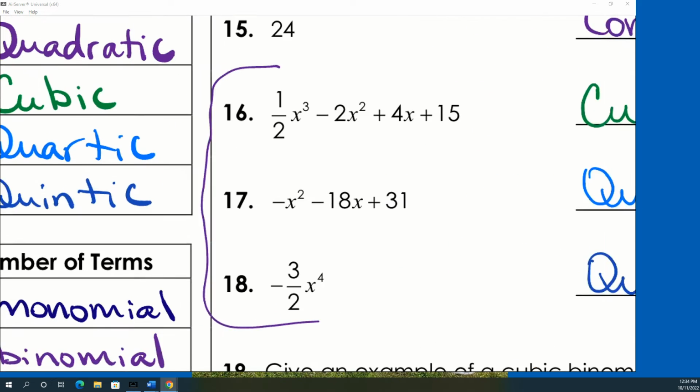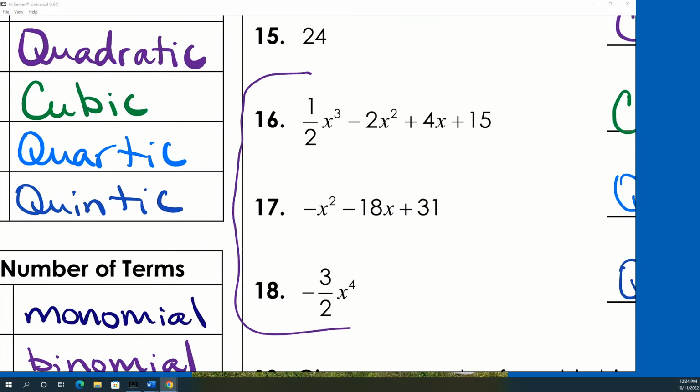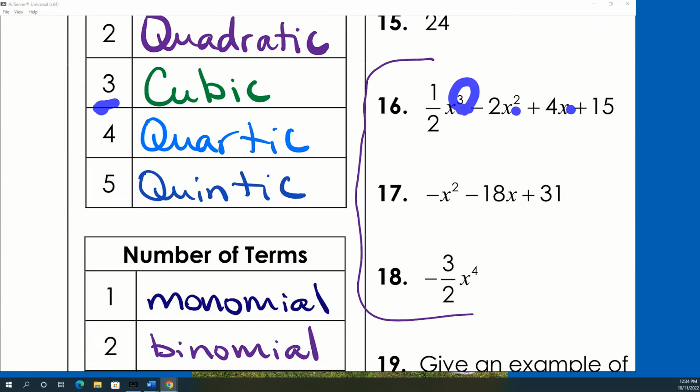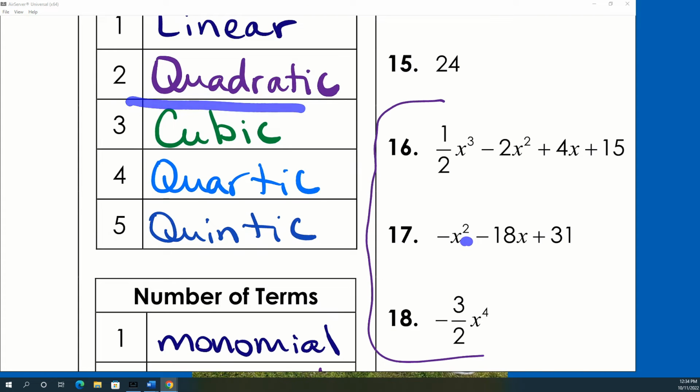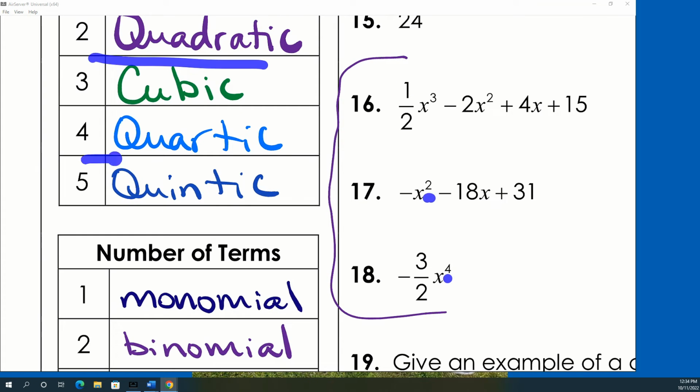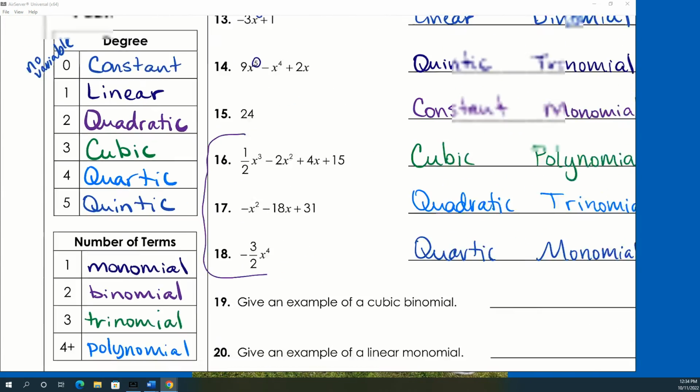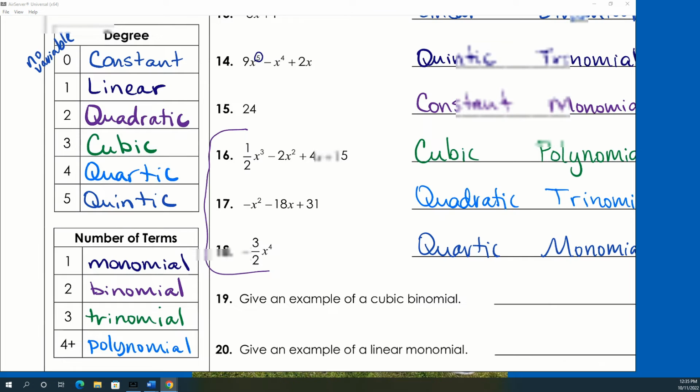So the degree is the largest exponent. So on 16, out of all these exponents, the largest one's 3. So when the largest exponent is 3, it's a cubic. And then this one's 2, so it's quadratic. And 4 is quartic. All right. What other questions do you guys have?